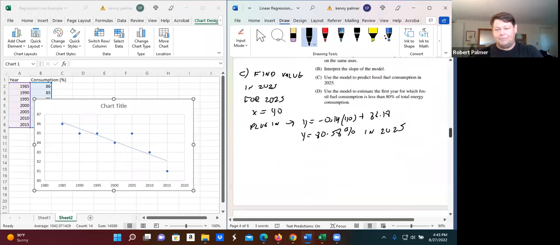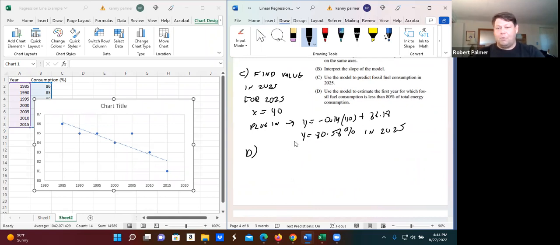And then finally, part D for this example is use the model to estimate the first year for which the fossil fuel consumption is less than 80% of total energy consumption. Okay. Well, probably the best thing to do there, we could set up either as an inequality or an equation. So let's just find it as an equation, then we can understand it from that point.